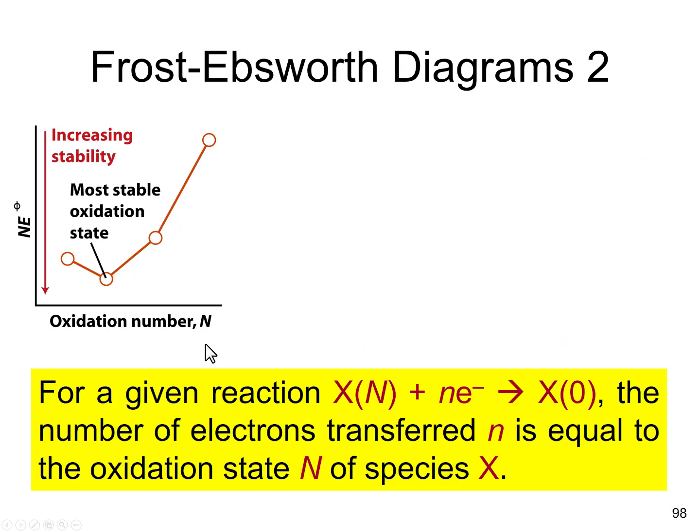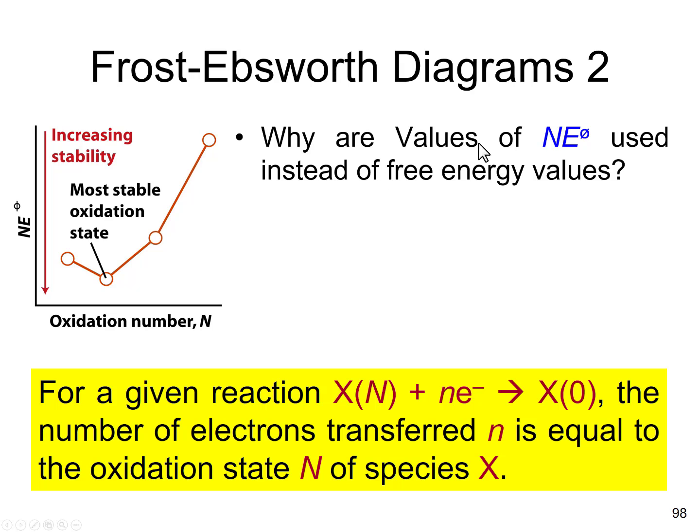Here we can look at a generic Frost-Ebsworth diagram. You can see here the y-axis, which is labeled with N times the redox potential, and the x-axis is the oxidation number N. And now you can see here, with a downwards trend, you can see increasing stability. So this would be the most stable oxidation state of this particular element. So for a given reaction of the element X in a particular oxidation state that gains the number of N electrons to form essentially its element in the oxidation state of 0, the number of electrons transferred, N, is obviously equal to the oxidation state capital N of the species X.